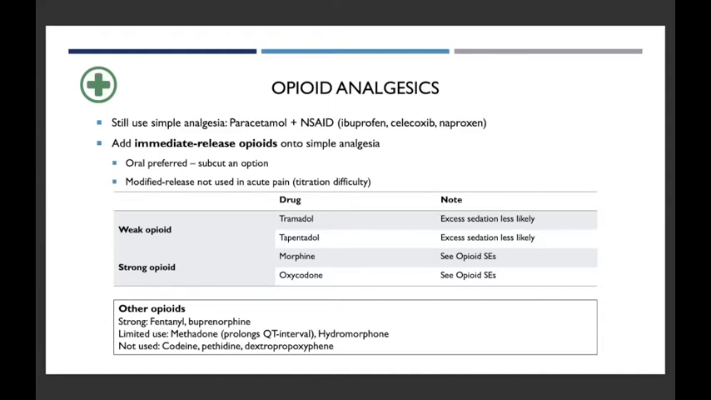In terms of other opioids you might see on a paper, other strong ones include fentanyl and buprenorphine. Ones which have really limited usage at the moment include methadone because it prolongs the QT interval, and hydromorphone, which is easily confused with morphine, and it's about 5 times the strength of morphine. And then the ones that aren't used anymore are codeine and pethidine, because it's considered that the risk actually outweighs the benefit with these ones.